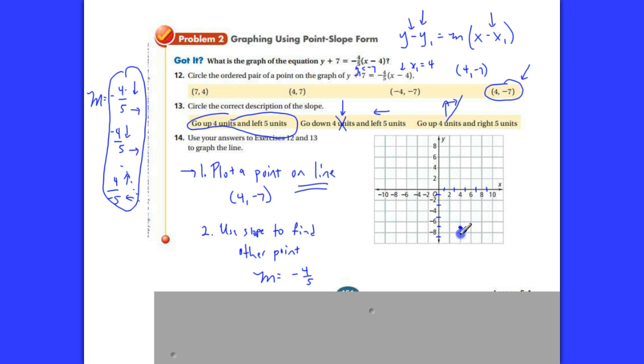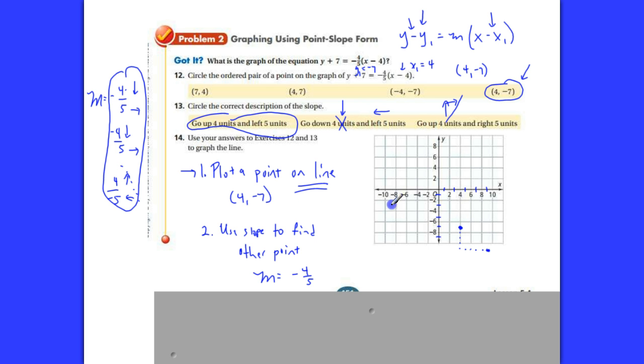Well, watch what happens if I go down 4. 1, 2, 3, 4. So I'm actually off the grid. Now I could guess, and I could go ahead and try to find that, but that's not a good way to graph. We want to stay on the graph. But I'll show you where I'd end up about if I went down 4 and then right 5: 1, 2, 3, 4, and 5. I'd end up right about there. But again, we don't want to use that point for our line if we can find one that is on the grid.